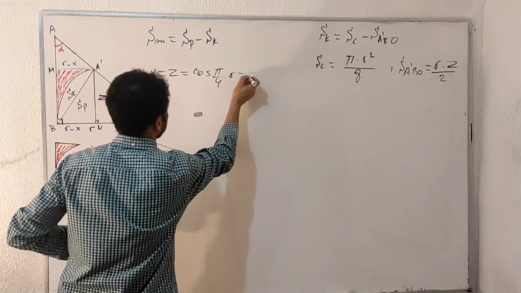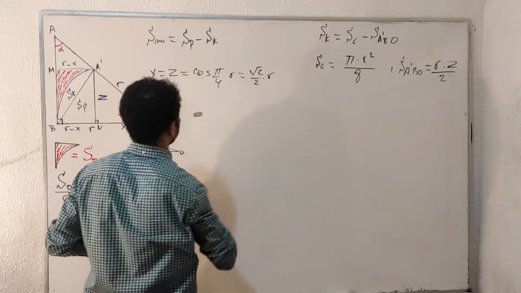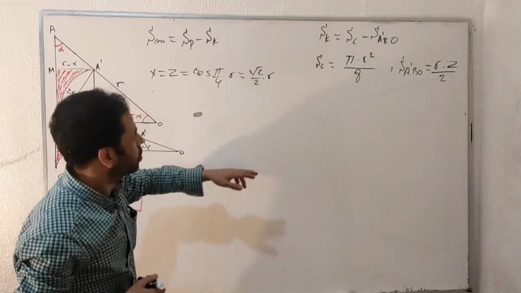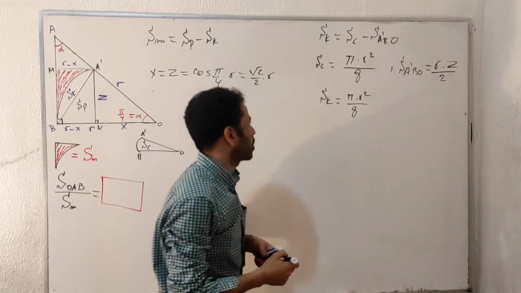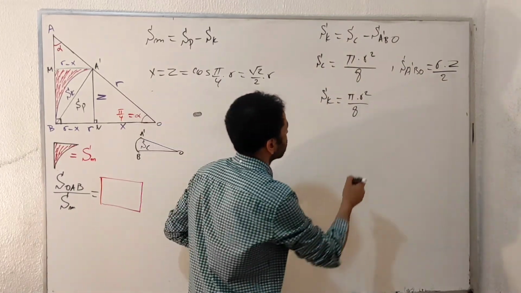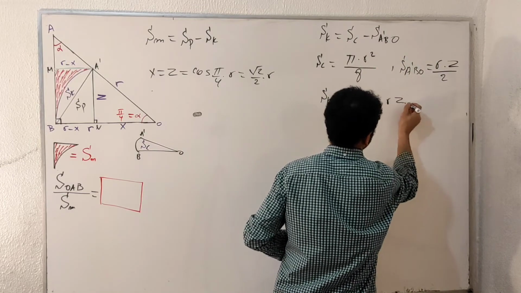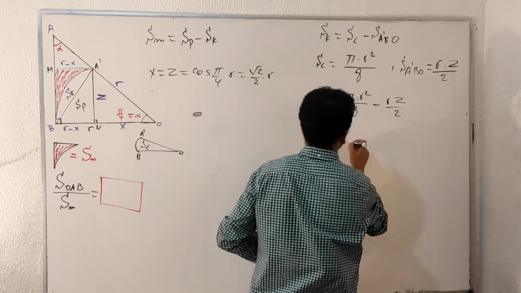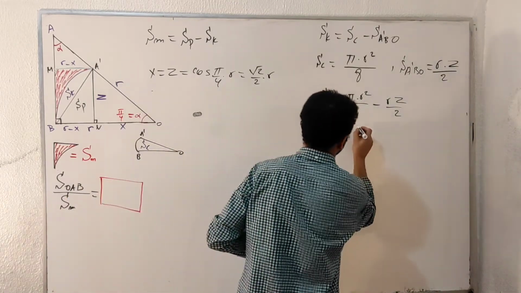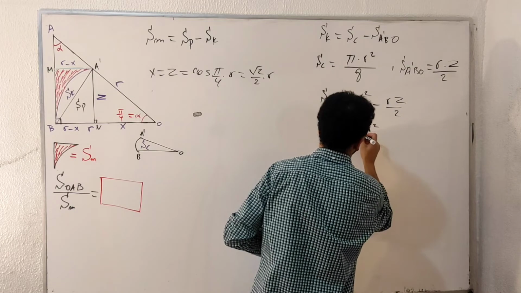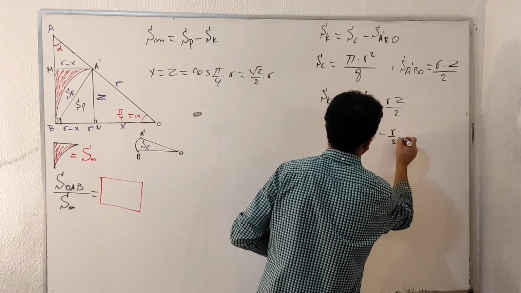Cosine pi over 4, which is square root of 2 over 2, is multiplied by r. Okay? So I'm going to calculate this difference as k. Pi multiplied by r squared over 8, minus the area of this triangle, which is r z over 2. Okay? So I'm going to replace z with its value. So I will get pi multiplied by r squared over 8 minus r over 2 multiplied by z.